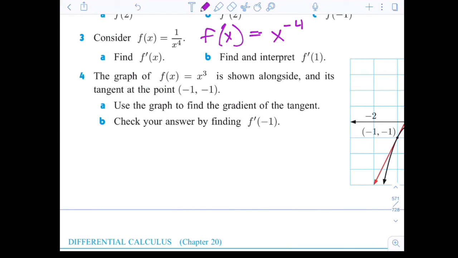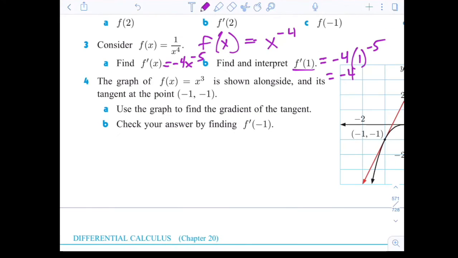Now if I'm looking for f prime x, or f dashed x, well, I know that that negative 4 is going to come out. We're going to have x to the negative 5. So that's our gradient formula, or our derived formula. If I'm trying to find out f dashed 1 or f prime 1, well, I'm going to put 1 into that. So it's going to be negative 4 times 1 to the power of negative 5, which is just negative 4. That means the slope of that spot is going to be negative 4. And that's those ones. So you just kind of get the idea. They're kind of repetitive here.